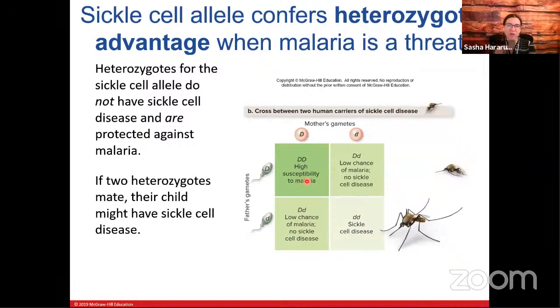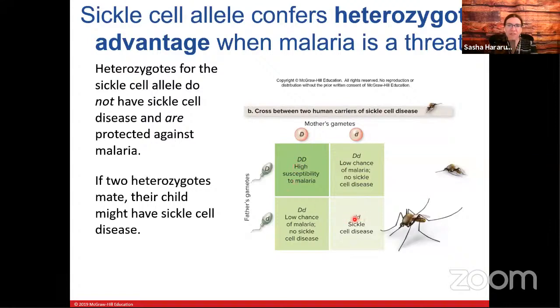Sickle cell disease is caused by a genetic mutation that causes misshapen red blood cells. So if you have healthy, plump red blood cells, Plasmodium, the parasite that causes malaria, loves them. It loves these plump, healthy red blood cells that homozygous dominant individuals have.